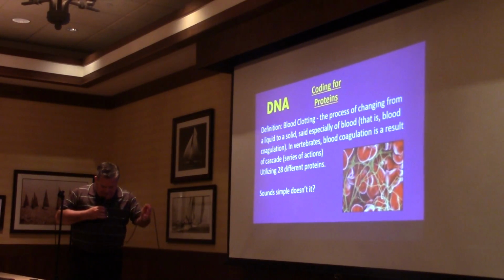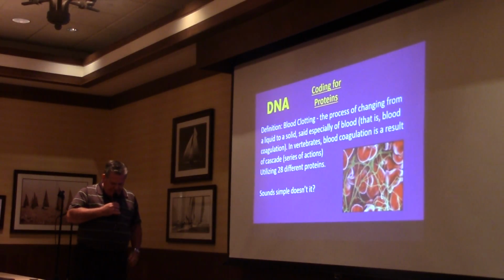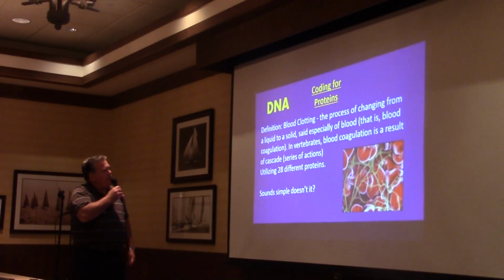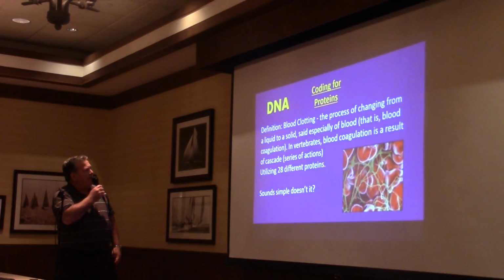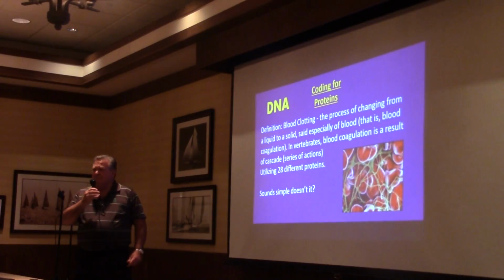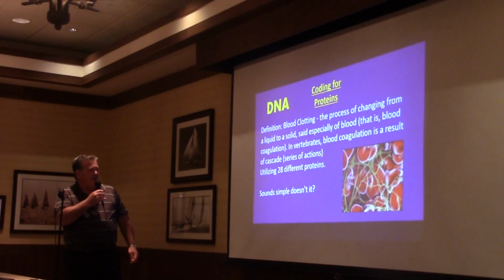Here's an example of what proteins do. Definition of blood clotting is a process of changing from a liquid to a solid, and especially of blood, that is blood coagulation. In vertebrates, blood coagulation is the result of a cascade series of reactions utilizing 28 different proteins. As I say, sounds simple, doesn't it?